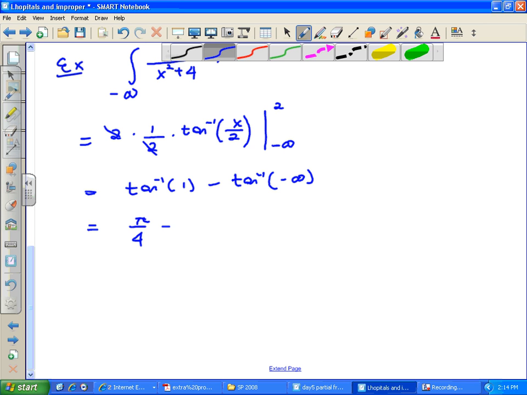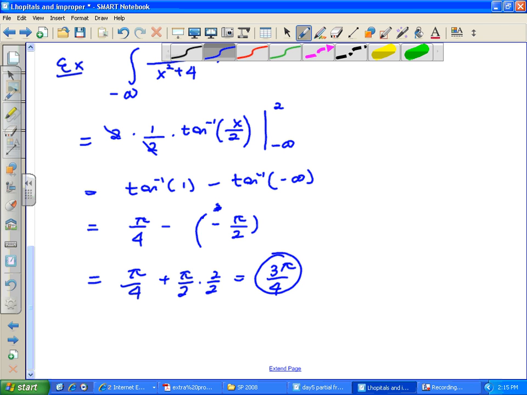And this is where you need to remember that information from the last section. Tangent inverse of negative infinity. What do we know about that? Tangent inverse of negative infinity. Negative pi over 2. We just went over that. So the answer is pi over 4 plus pi over 2. 3 pi over 4.